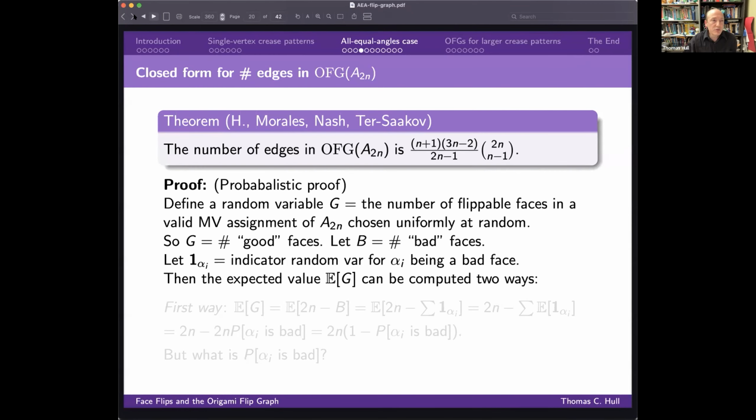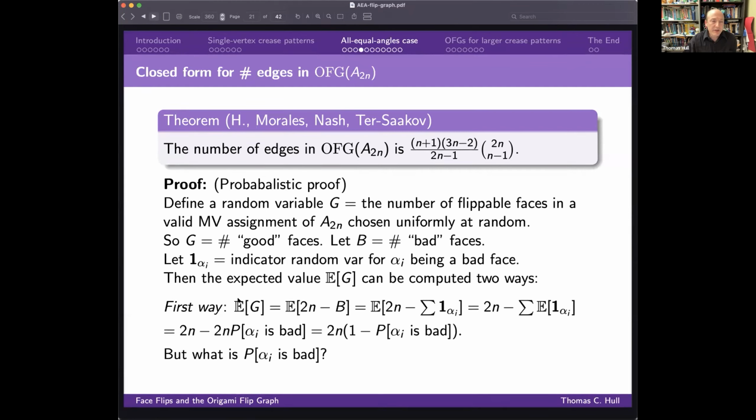So the first way, for the expected value of G, which you can think of as the average value of G over the whole probability distribution. Well, G is really 2n minus B, right? 2n is the number of faces, and B is the number of bad faces. So G is 2n minus B, and B is really the sum of these indicator random variables, telling me 1 if it's a bad face and 0 if it's a good face. So if I sum those up, I'll just get the number of bad faces.